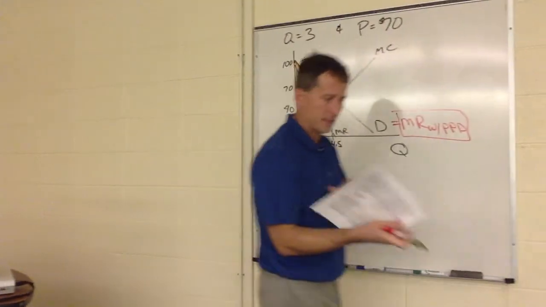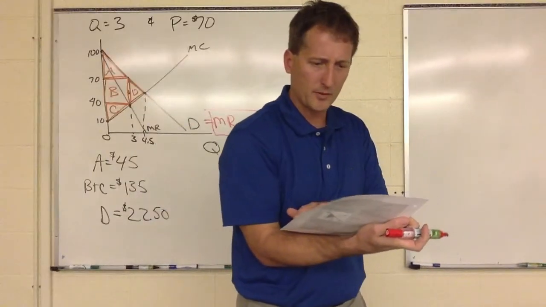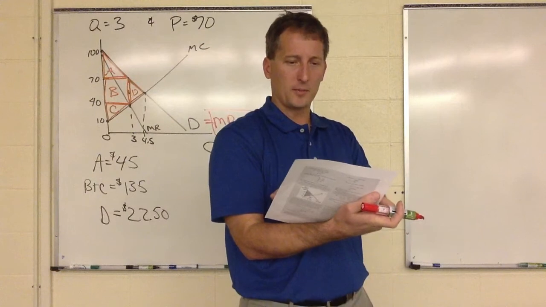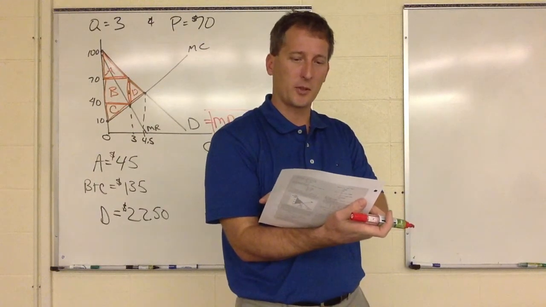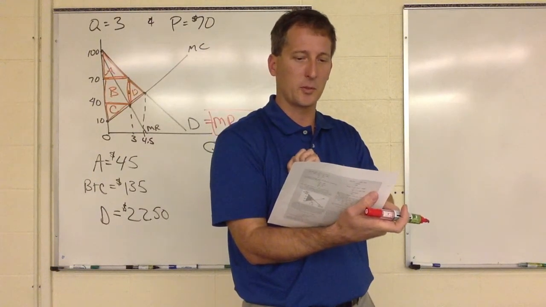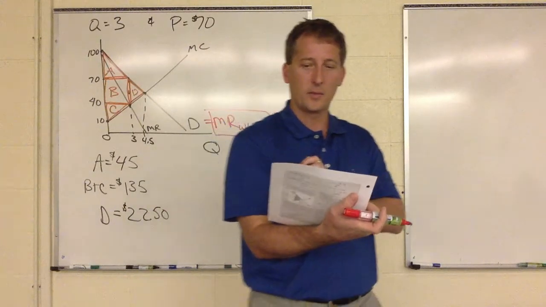Now, let's see, is that the next part of this question? What is the firm's output? D. If the firm practices perfect price discrimination, what are the levels of consumer and producer surplus? What is the deadweight loss from the market power?